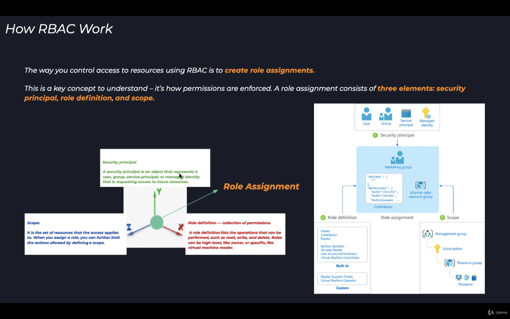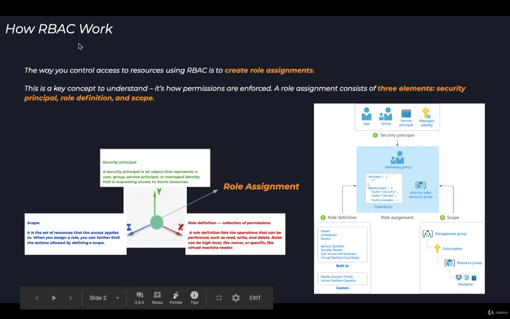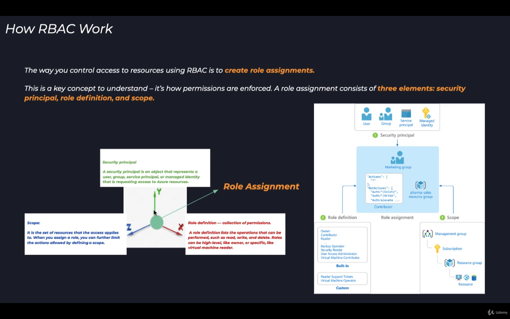In the last lecture we already discussed the three pillars, which are security principle, role definition and scope. To really understand how RBAC works, we need a solid understanding of all three concepts. The way you control access to various Azure resources, whether it is a virtual machine, SQL server, SQL database, or a Cosmos DB storage account, is using RBAC to create various kinds of role assignments. This concept tells us how permissions are enforced so that the right users with the right role can access the right resources.